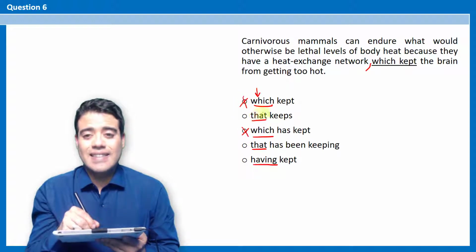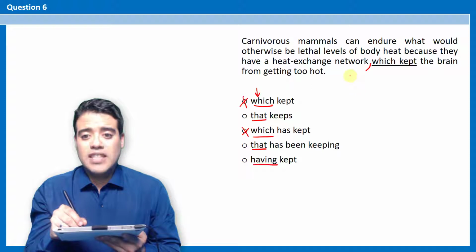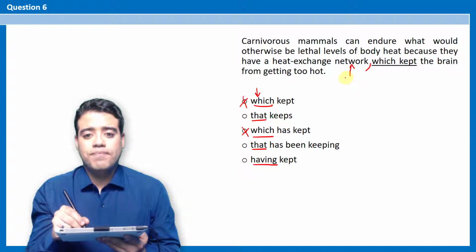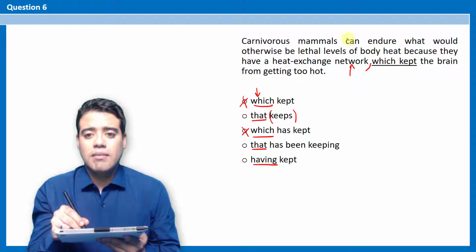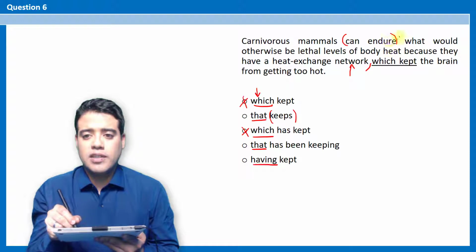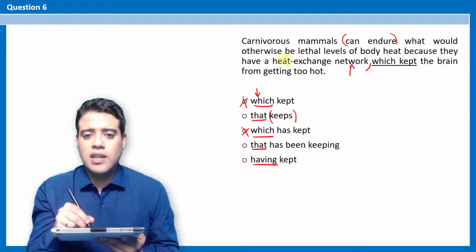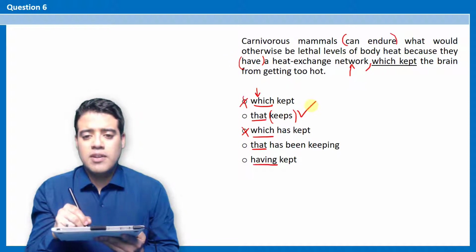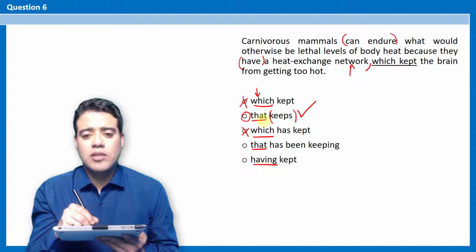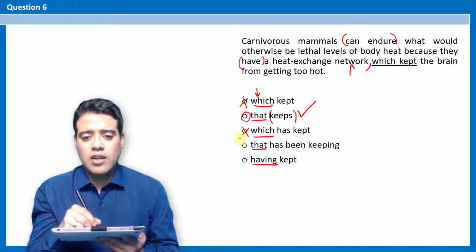I need that. Why? Well, because I want to describe network. A network that keeps. I need to use present as well, because the sentence is in the present. Mammals can endure, that's present, what would be lethal levels of body heat because they have, that's present. So I need to keep it in the present. And this is the best choice. It's very concise.